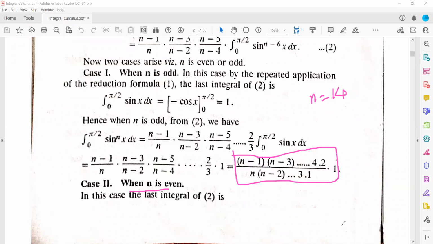And then after 2, you are getting 0. So 0, the power of sine in the last term. I'm asking about the last term. So in the last term, the power of sine will become what? 0. 14 minus 14, that will become 0.